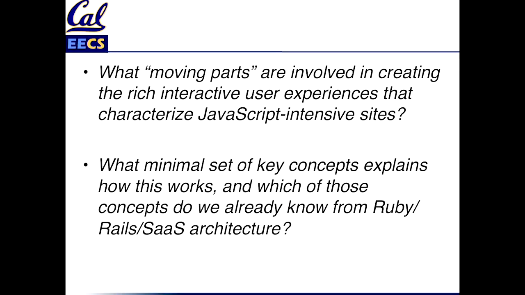And what's the sort of minimal set of concepts? In this class, I think you figured out we're fans of trying to figure out the 2 or 3 underlying concepts from which you can extrapolate why a framework is the way it is. So we're going to try to identify, for the case of JavaScript, what are the concepts that explain how all these things work. And as it turns out, you already know a lot of the concepts because they map directly over from what we've been doing on the server side with Rails and SaaS architecture. So my hope is that you'll be pleasantly surprised at how few new concepts you have to absorb in order to start doing not just JavaScript programming, but high-quality JavaScript programming.